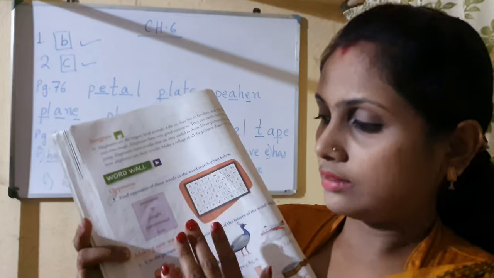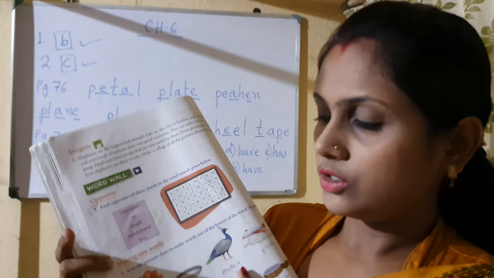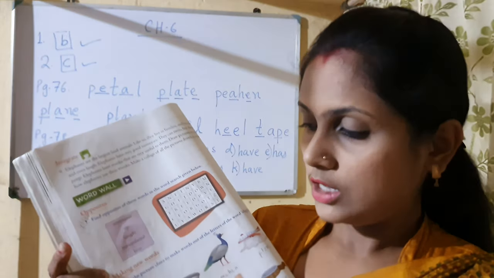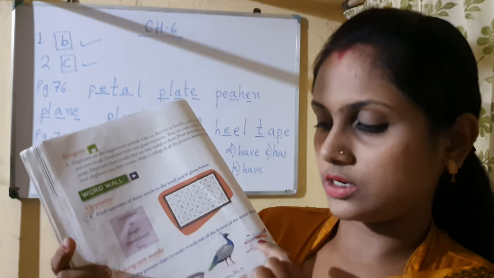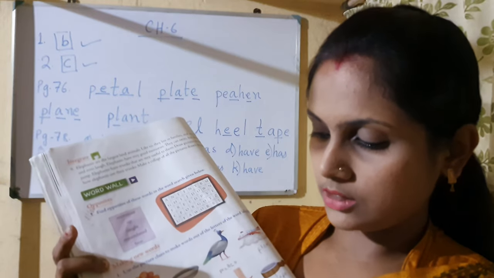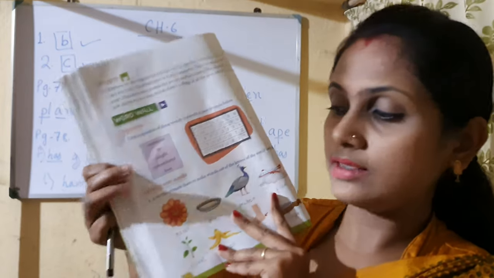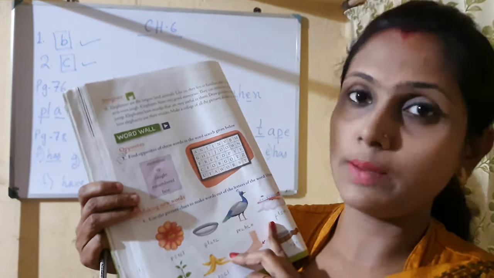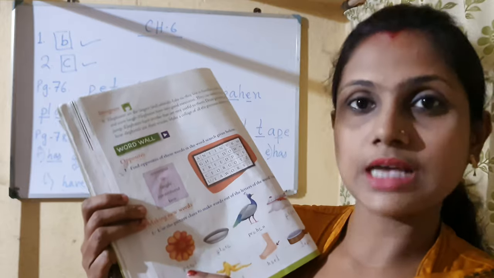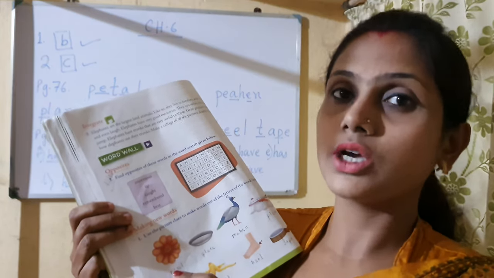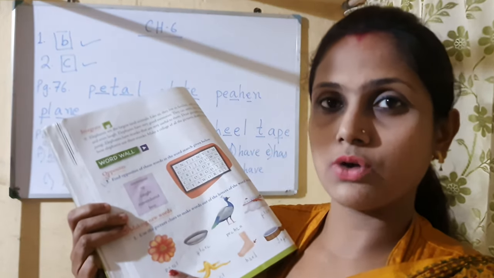Okay, and this is making new words, where you have to make some new words. You can see the pictures are given. Here is a picture of a flower petal, plate, peahen, plane, plant, peel, heel and tape. So, by seeing these pictures, you have to fill in the blanks. You can see that the whole word is not given properly. That means some letters are missing. So, you have to put the correct letter. I have done it on the board. Please take a pencil and write it down in your book.